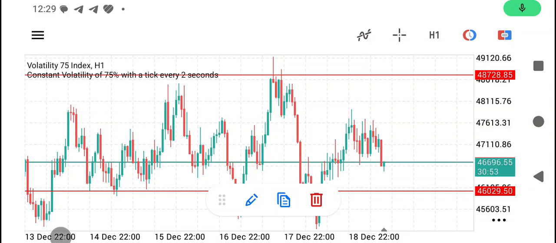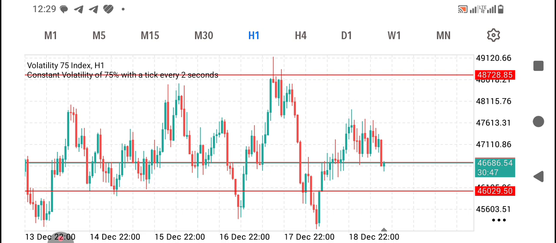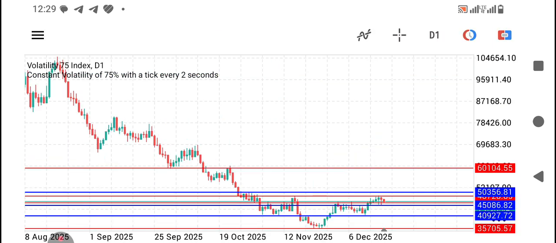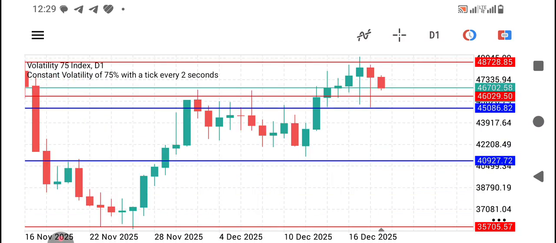Okay, so we're looking at the chart of Volatility 75, and we're going to be looking at it from the higher time frame, or daily time frame. If you look at the daily time frame of this particular trading instrument, we can see that the market is looking very bullish at the spot. It has a bullish trend.